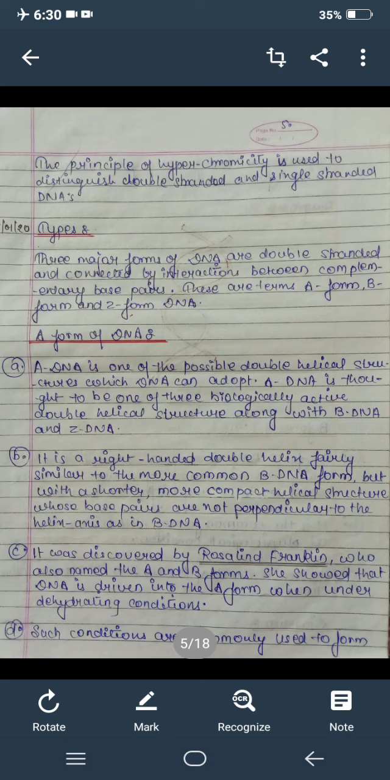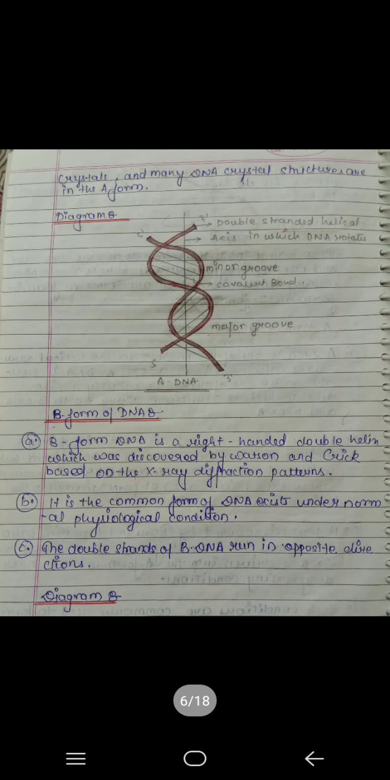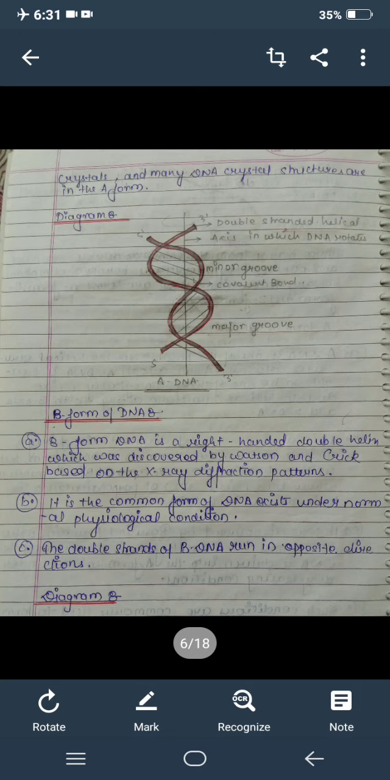It was discovered by Rosalind Franklin, who also named the A and B form. She showed that the DNA is driven into the A form under dehydrating condition. Now let us see the diagram. As you can see in the diagram, the 3' to 5' direction is in the upward form, opposite of the 5' to 3' direction strand.